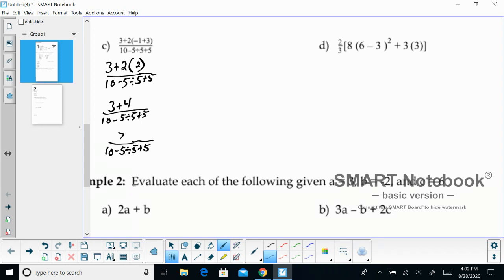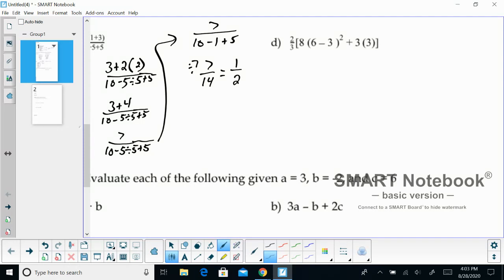On the bottom part, I have to do my division and multiplication first. So I've got 5 divided by 5, and that's going to be 1, and I'm just going to bring it up top. So I have 7 over 10. Again, -5 divided by 5, -1, so -1 plus 5. And now I have addition and subtraction. So 10 minus 1, that's 9, plus 5 is 14, so I have 7 over 14. Simplify that down to 1 over 2. We divide both pieces by 7. Let's look at example D.